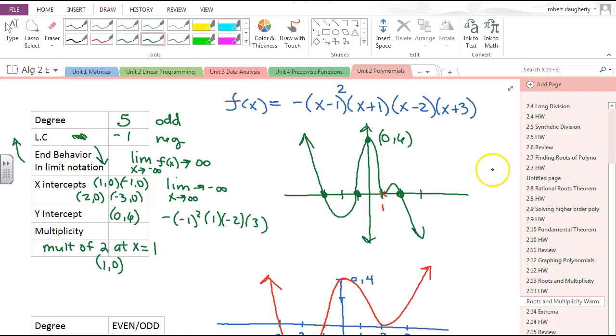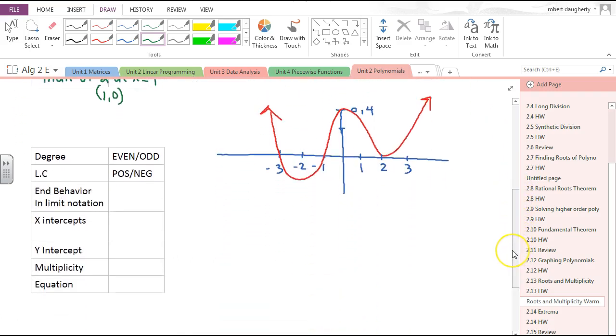Now another kind of problem is, suppose I give you the graph and ask you questions. Is this an even degree or odd degree polynomial? Even degree. Leading coefficient, positive or negative? Positive. The end behavior, the limit as x approaches -infinity of f of x, where do the y values go? They go to +infinity. And the same answer for the limit as x approaches +infinity of f of x, the y values also approach +infinity there.